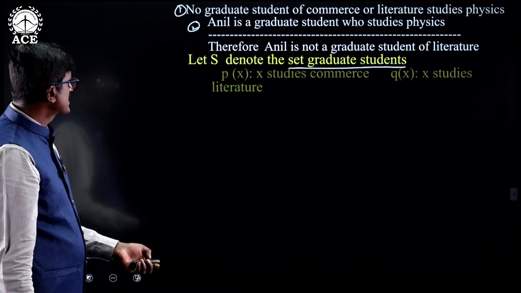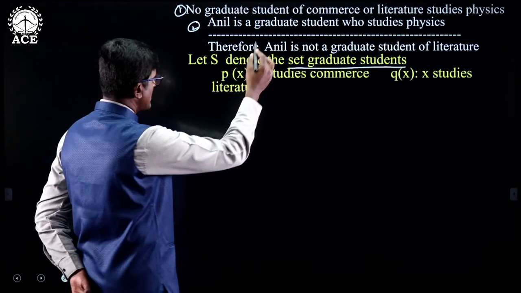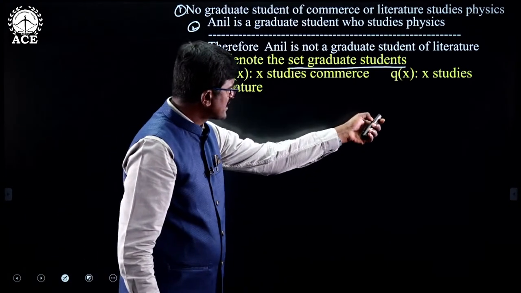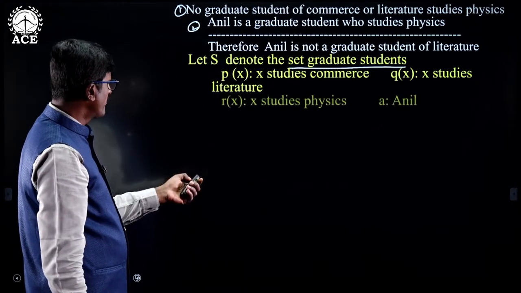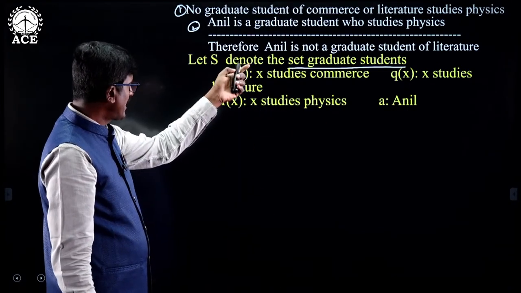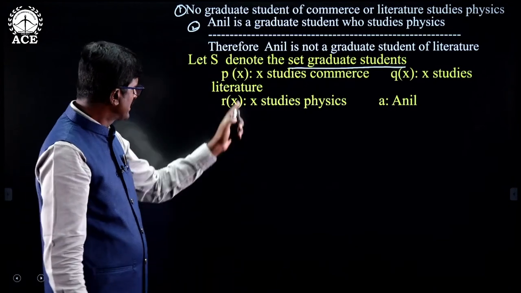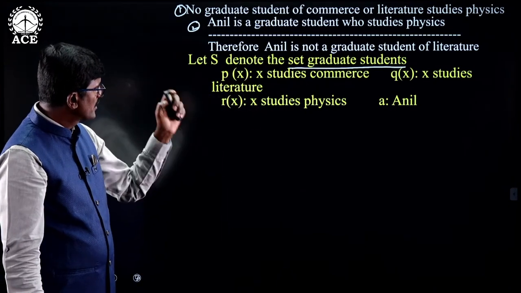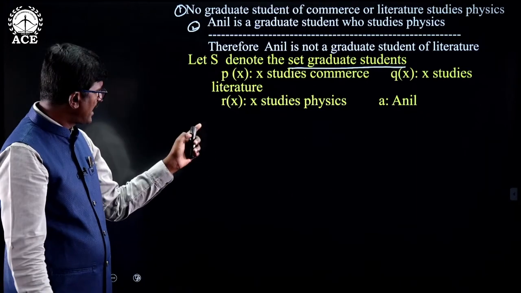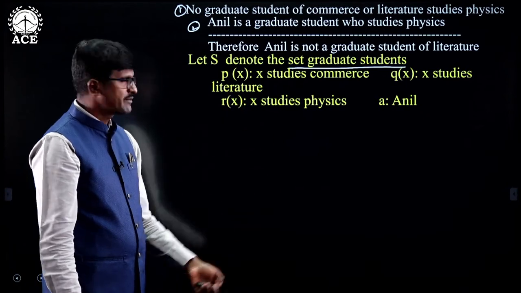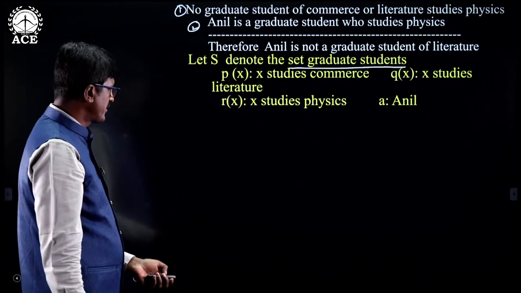There are some open statements. P of x: x studies commerce. Next, Q of x: x studies literature. R of x: x studies physics. So some graduate students are studying commerce, that is P of x. Some graduate students are studying literature. Some graduate students are studying physics. So there are three open statements: P of x, Q of x, and R of x.